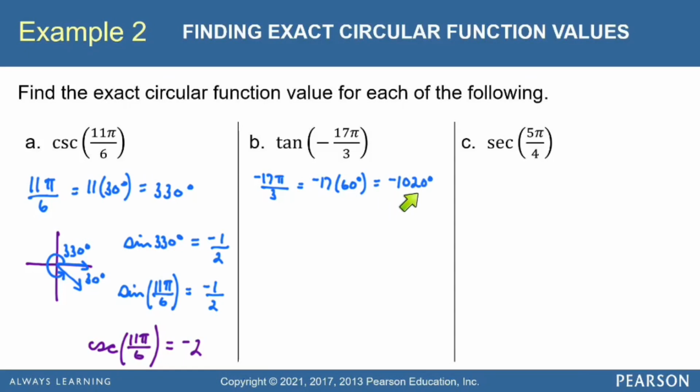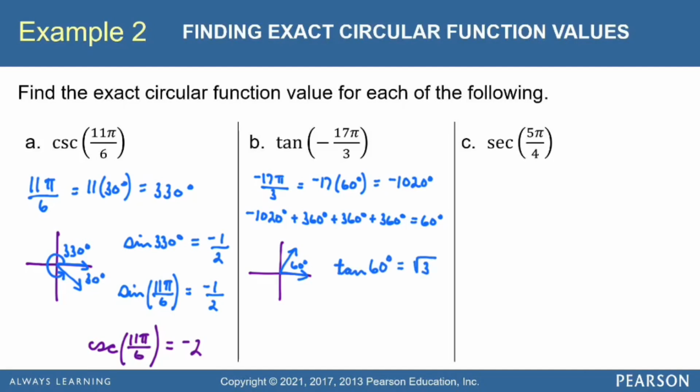Now, we have no idea off the top of our heads where to draw that terminal side, so let's just add 360 to that value until we get something positive. And so we see that negative 1020 degrees is coterminal with 60 degrees. So that's what we'll draw on our diagram. And of course we know that the tangent of 60 degrees is square root of 3, and therefore we know that the tangent of negative 17 pi over 3 is also square root of 3.